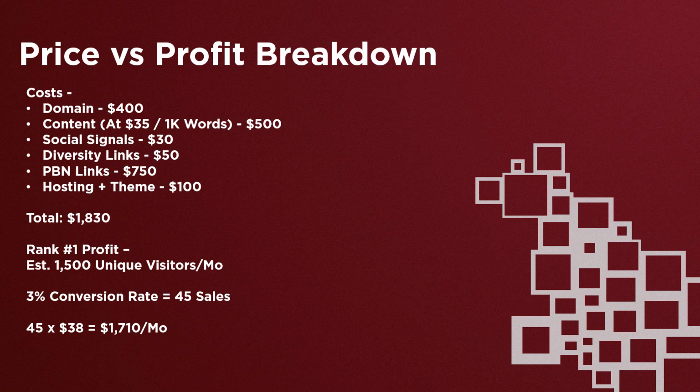PBN links, about $750, maybe a bit more. You'd have to do some proper analysis to find the hidden PBNs and see how many PBNs they're doing. But I think 10 or so PBN links should be totally fine to try and rank this kind of page. Hosting and theme, again, just $100 for the year or so, and that kind of totals out at $1,830 cost to build this kind of site that would actually rank in the number one spot if you were to do this.